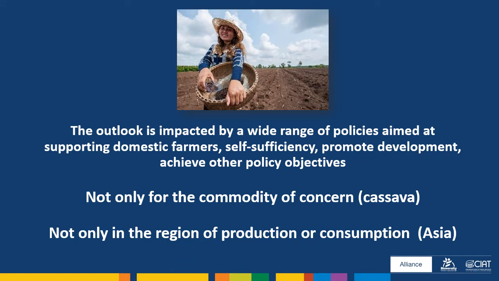So I use this slide basically to say the outlook for this cassava farmer on top is influenced by a wide range of policies aimed at supporting domestic farmers, achieving national self-sufficiency, or promoting the development of various sectors. And the important point that we really emphasized is that when we talk about policies that influence these farmers, it's not only policies in the commodity of concern, being cassava, and it's not only policies in the region of either production or consumption of cassava. So there's a whole range of things we need to keep our eye on when we're looking at what the future holds for cassava farmers.